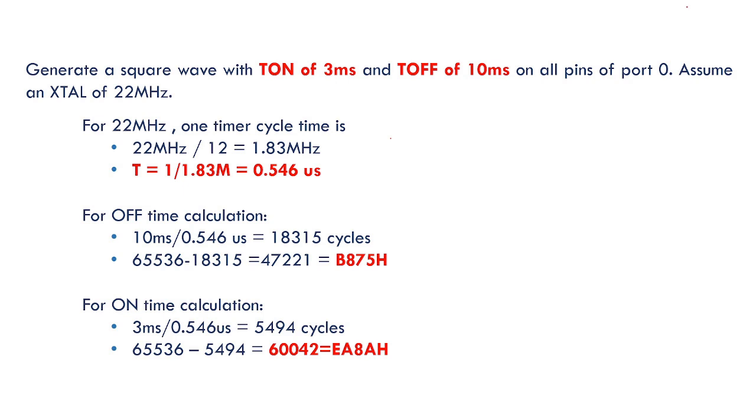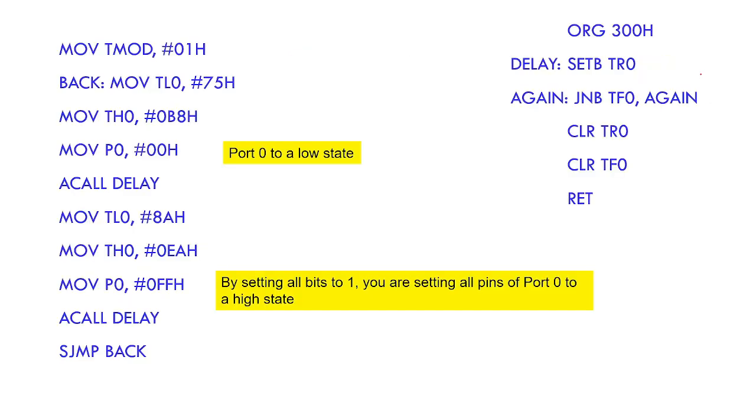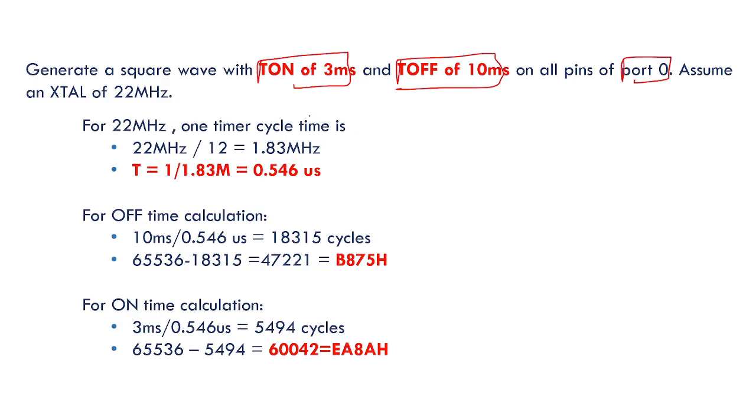Dear students, today we will discuss the assembly language programming of 8051 microcontroller. Today's program logic is related to the timers. Generate the square wave with T on of 3 milliseconds and T off of 10 milliseconds on all pins of port 0. Assume a crystal frequency of 22 MHz.